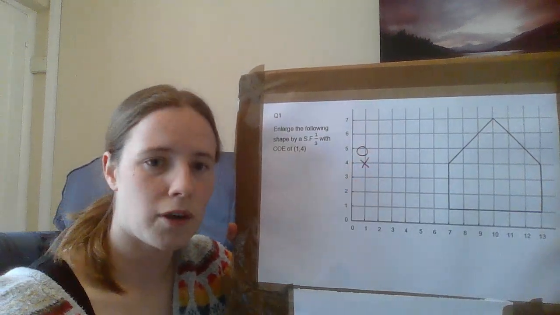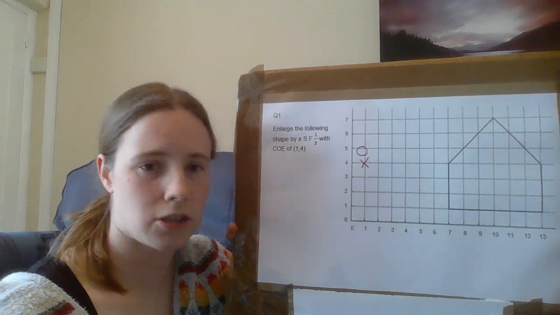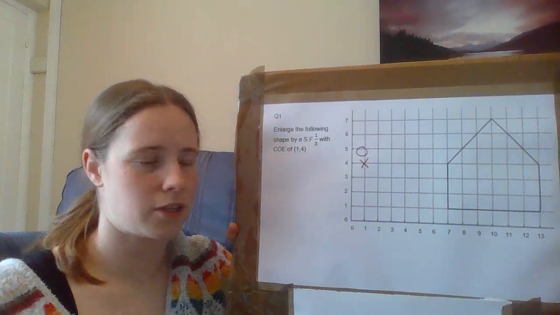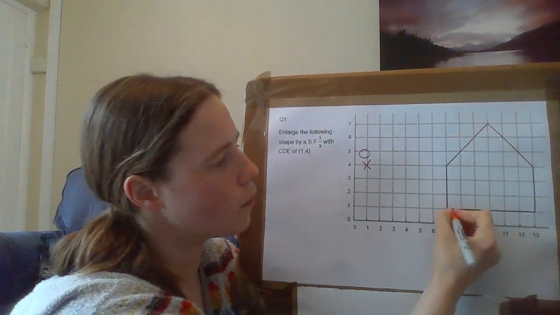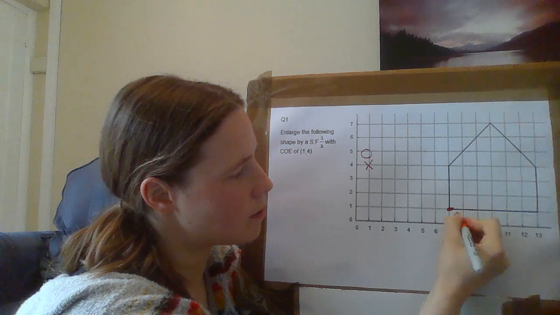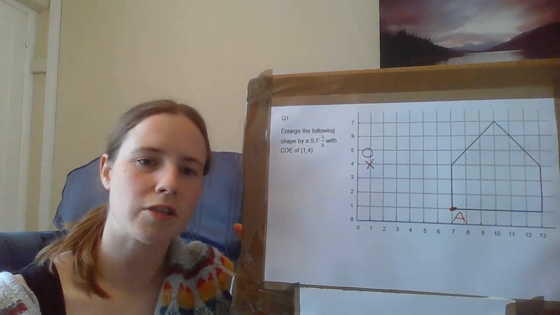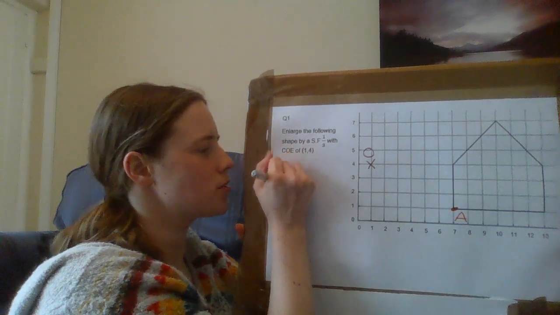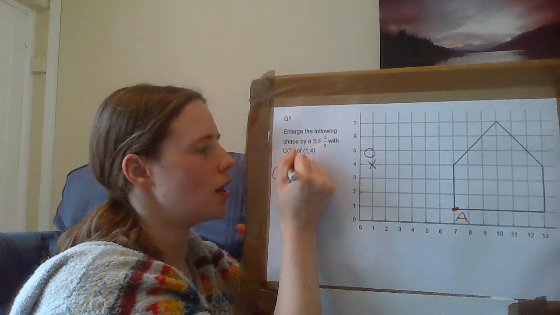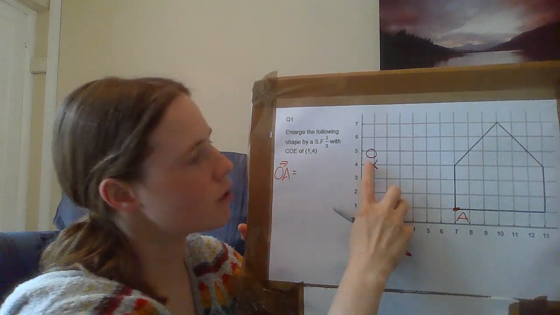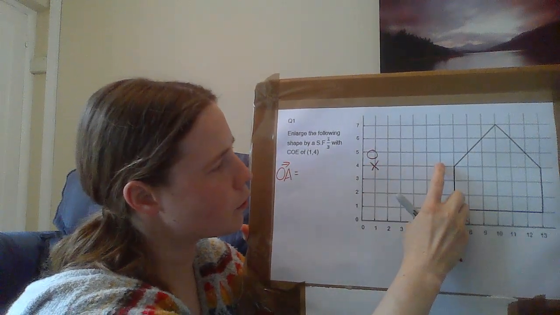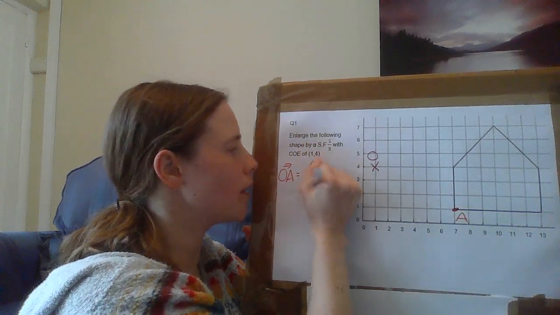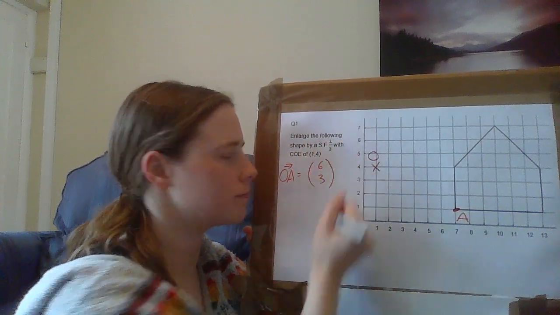Okay. Now, to find the first vertex, I'm going to use the vectors method, which I discussed in a previous video. So let's work out where this point here ends up. I'm going to call it A. So first of all, I'm going to work out the vector to go from O to A. So that's how many across and how many up or down. So to go from O to A, I go 1, 2, 3, 4, 5, 6 across, and then 3 down. So I'm going to write that as the vector (6, 3).